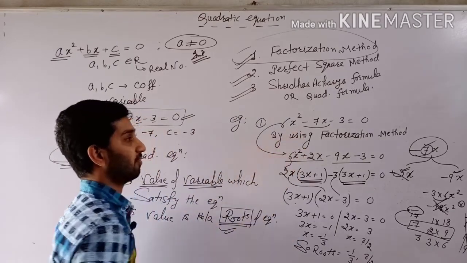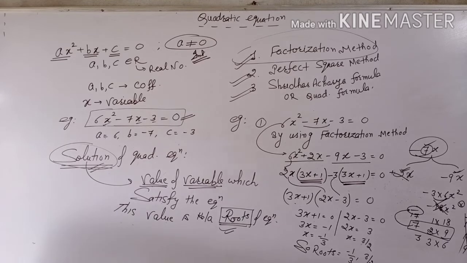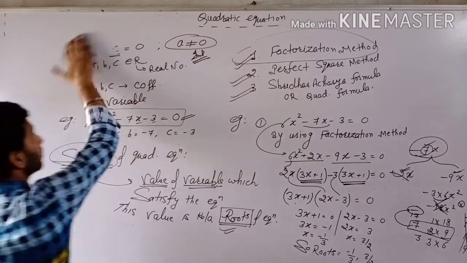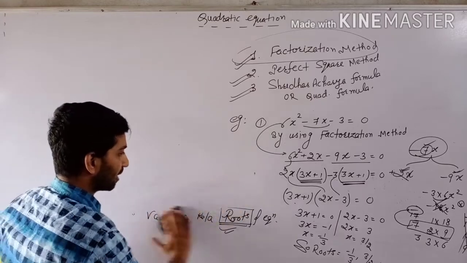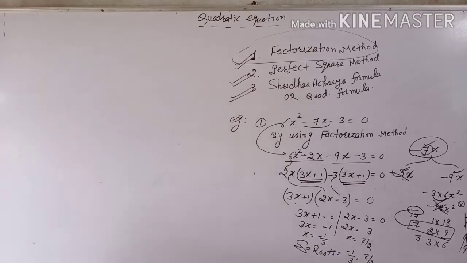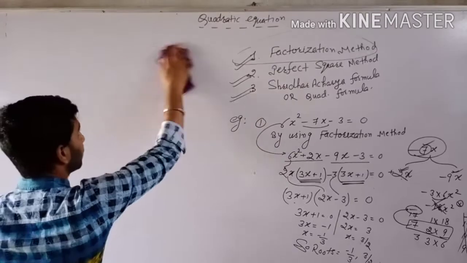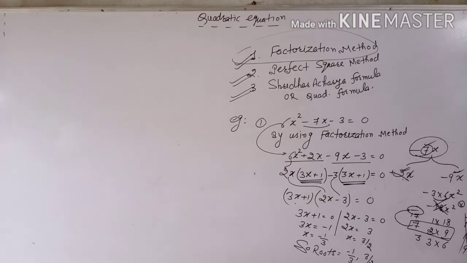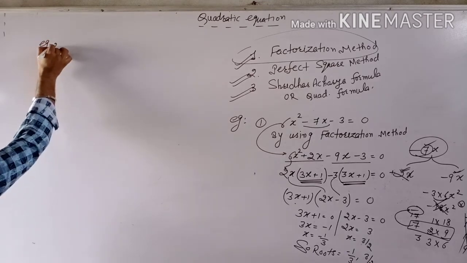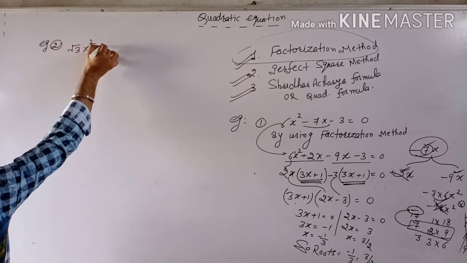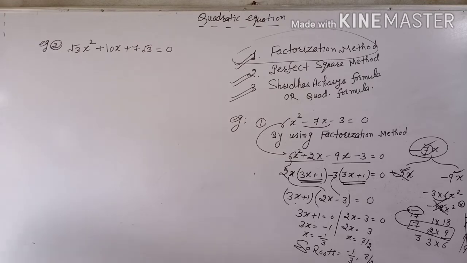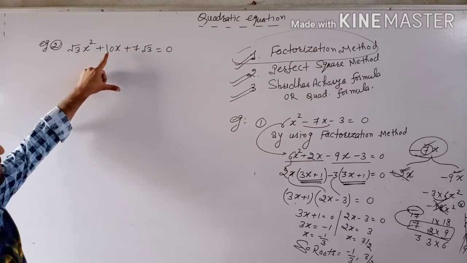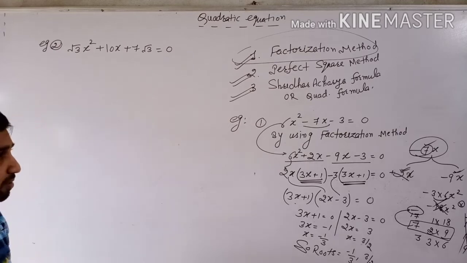It is the first method, the traditional method, to solve a quadratic equation. Write down. Now we discuss another example of a quadratic equation, also solved by this method. And our second example is root 3 x square plus 10x plus 7 root 3 is equal to 0. And we have to find the solution of this quadratic equation by using the same factorization method.